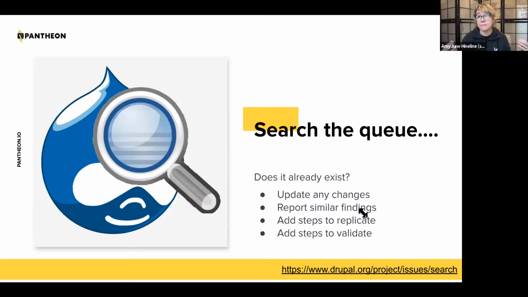Of course, first we want to make sure that the issue doesn't already exist in the queue, because we really don't want to duplicate any efforts from other developers and people in the queue. We don't want to be redundant. So if the issue does already exist, we can refine that issue. We can update that issue with any changes. We can definitely report similar findings, knowing that this isn't an edge case is important to engineers. You can add steps to replicate, and then of course you can add steps to validate too, once a patch has been submitted.